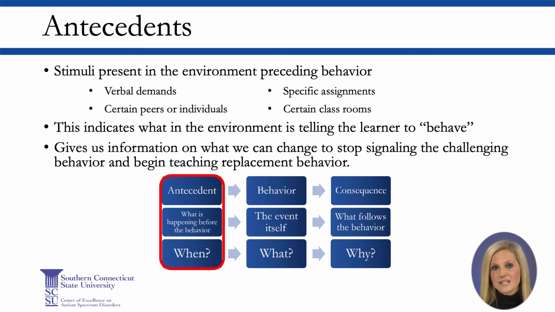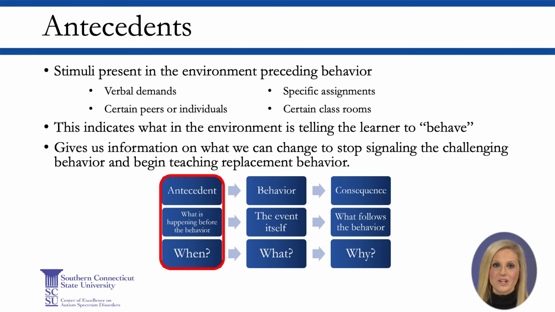As we said, antecedent stimuli are present in the environment before or preceding behavior. So they can be almost anything. They could be a verbal demand, particular people in the environment, certain assignments, almost anything. The antecedent stimuli are relevant because they are what essentially tells a person to behave. So when I'm sitting at my desk and the teacher puts down a reading assignment in front of me, I know from that reading assignment it is time for me to engage in desk clearing behavior so that I can get out of doing this assignment, as an example.